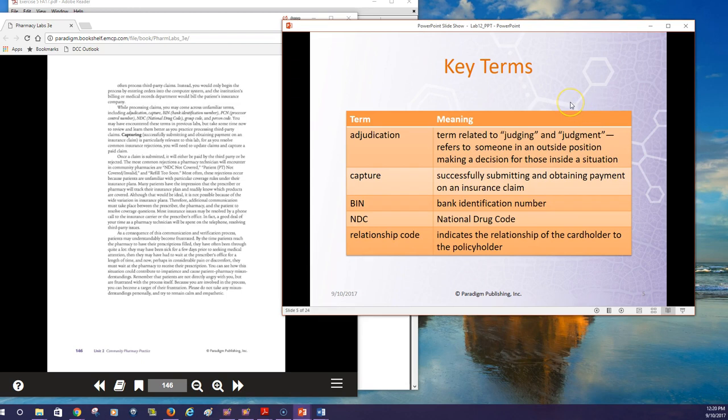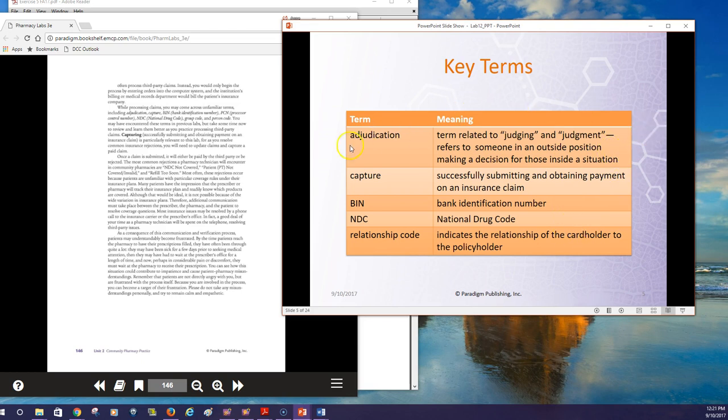So let's talk about some key terms. So adjudication is one that we use a lot. It means related to judging or judgment. And it means that the insurance company, that outside position, is making a decision whether that insurance is going to pay for the prescription or not. So capture is a successful submission and obtaining the payment on the insurance claim.